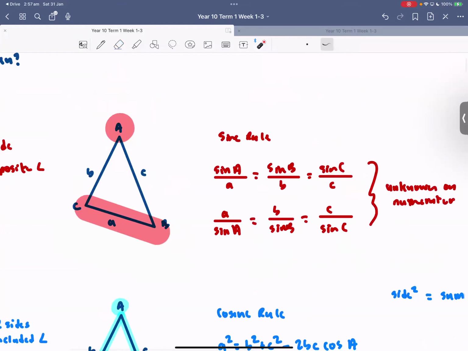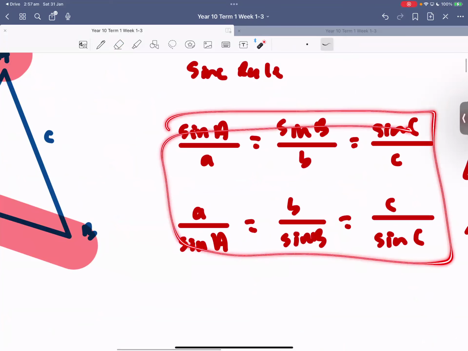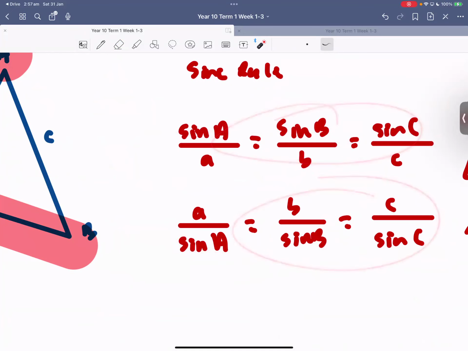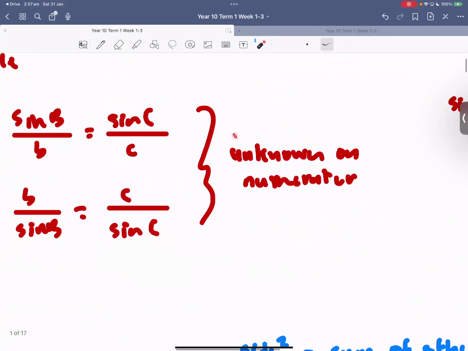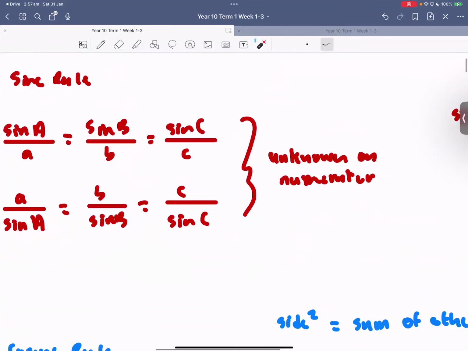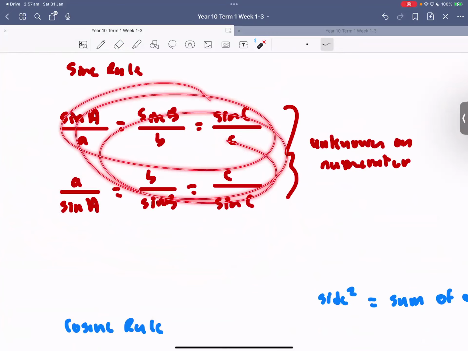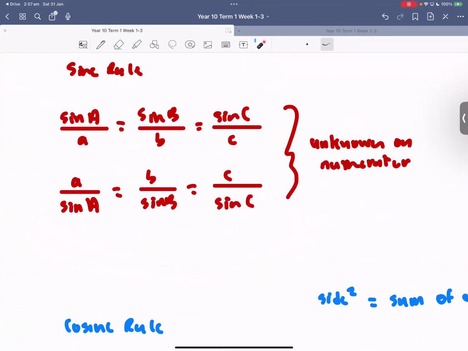How do you decide which of these to do? Anyone know when you do this version or that version? Either is correct, but what's the rule? Keep the unknown on the numerator. If a side length is missing, I suggest you do it this way. If an angle is missing, I suggest you do it the other way. That's my quick rule: keep the unknown on the numerator.